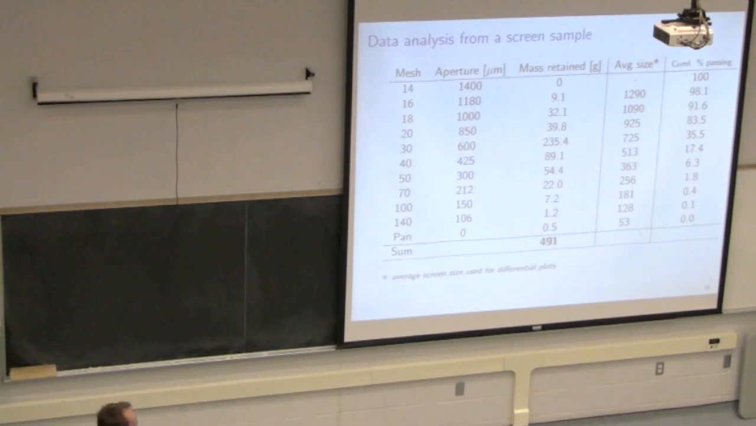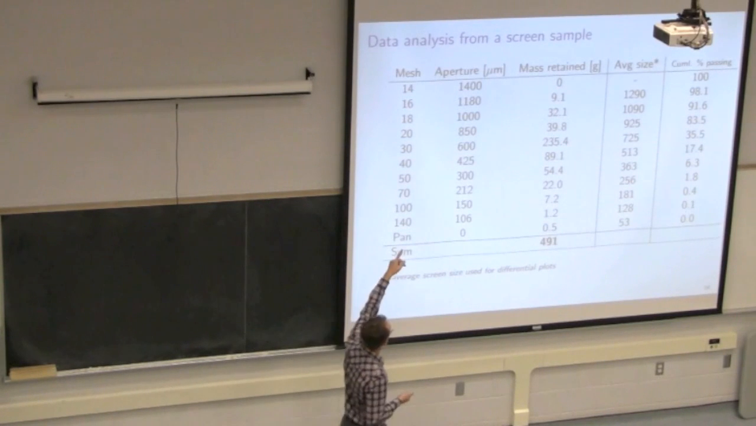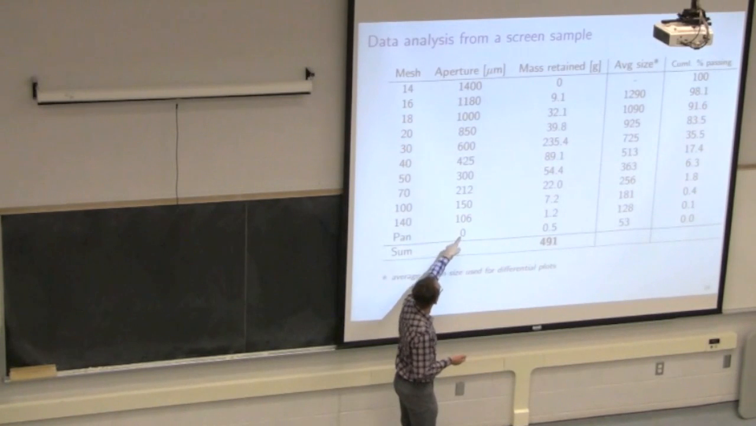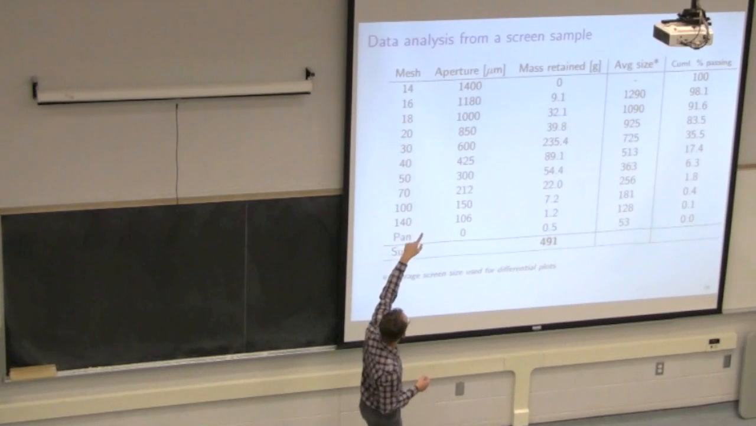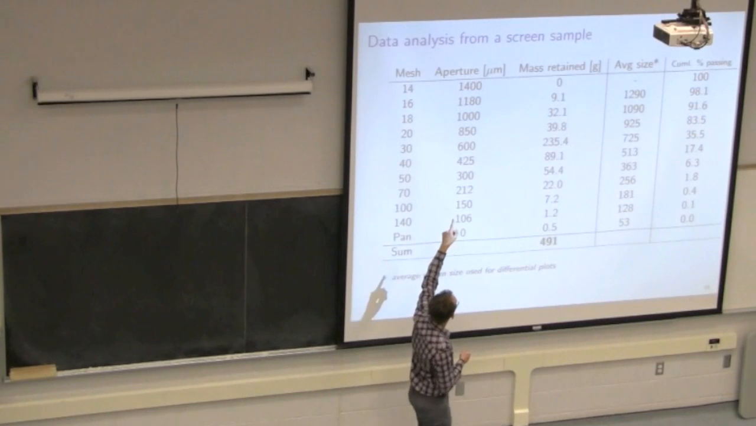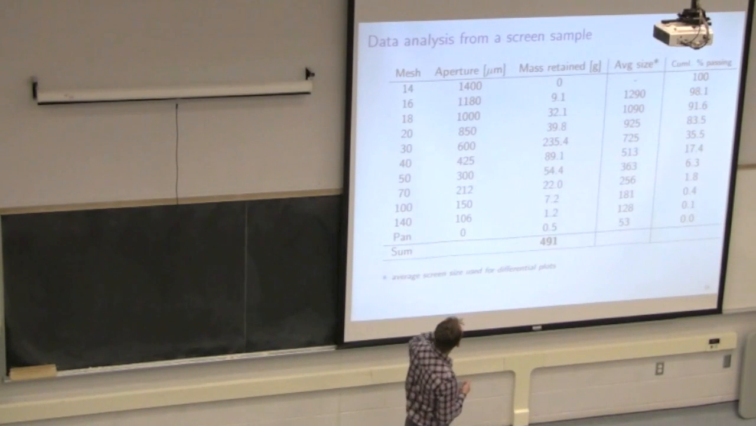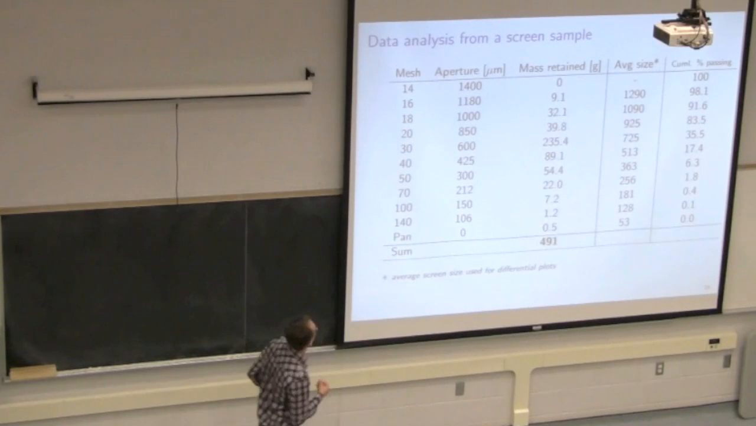Just a few things to be aware of, and that's more about convention here. What's up on the screen right now is the standard way of reporting these particle size distributions. We go from top to bottom. We have our aperture size, so I can get the second column by looking up the Tyler series mesh number and finding the aperture size. A mesh 14 screen has 1400 micron openings, a mesh 16 screen has 1180. And I report the average size of the particles retained on the 1180 mesh 16 screen.